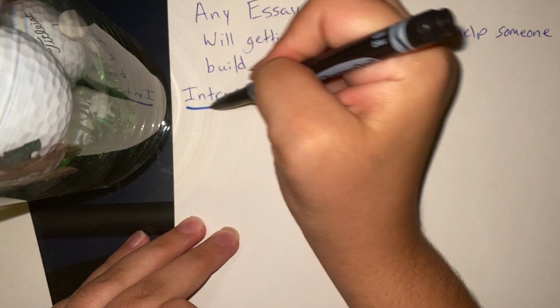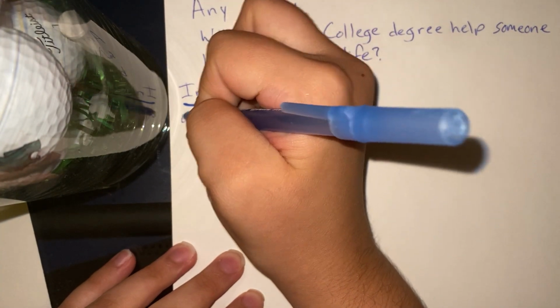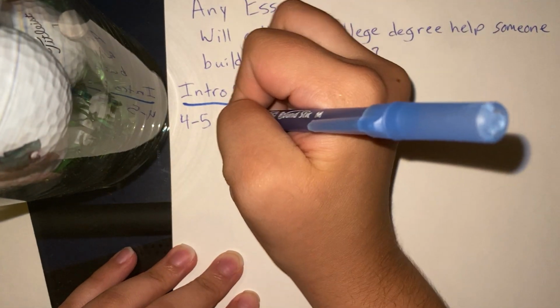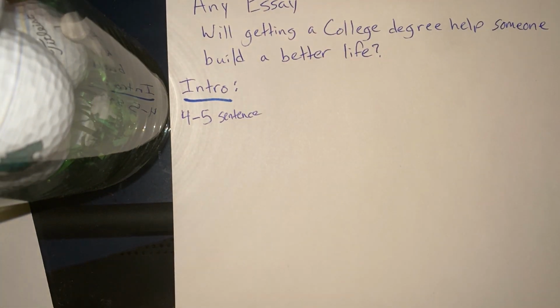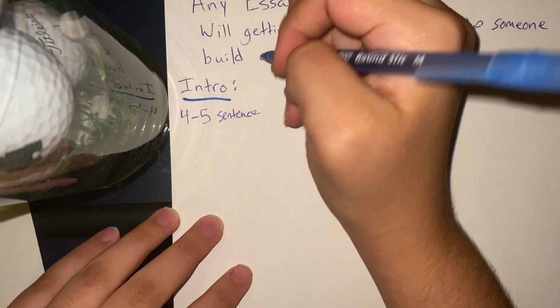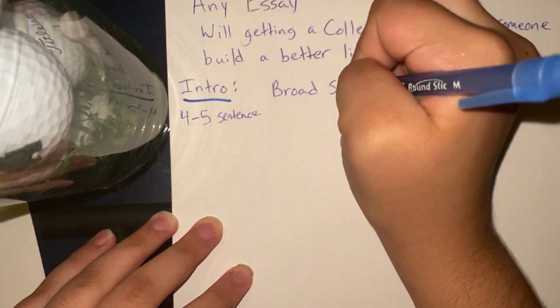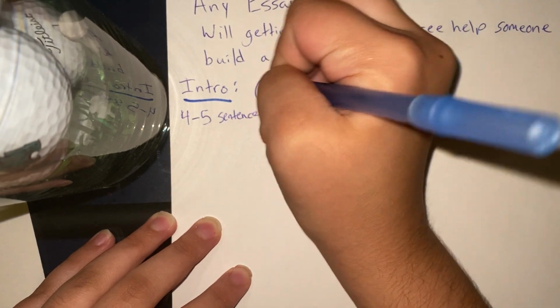Usually, your paragraphs are 4 to 5 sentences. And especially in Comp 1, your essays aren't going to be super, super long. So I'm going to take you through how to do this. So usually in your intro, you start with a broad statement. That's your first sentence, right?